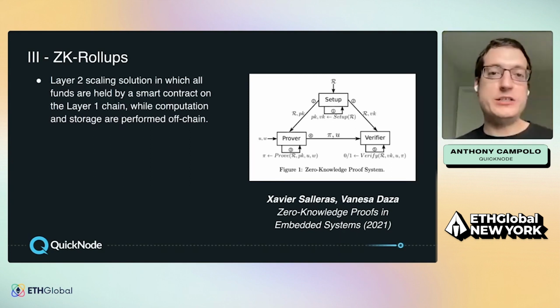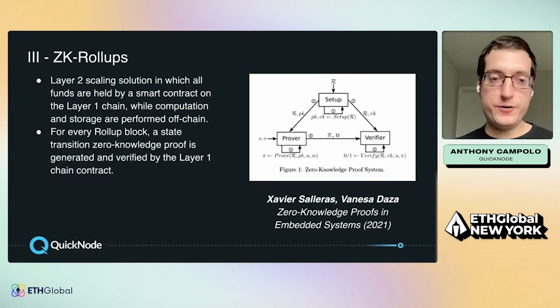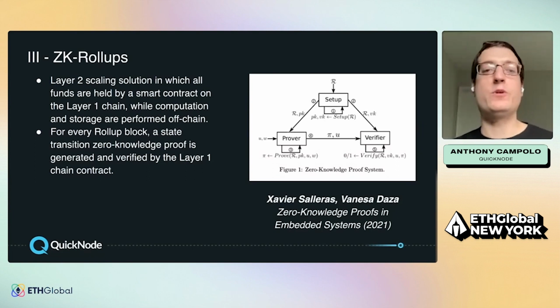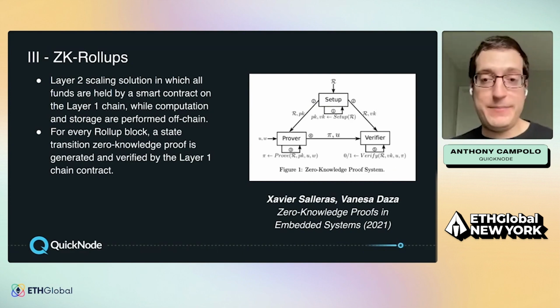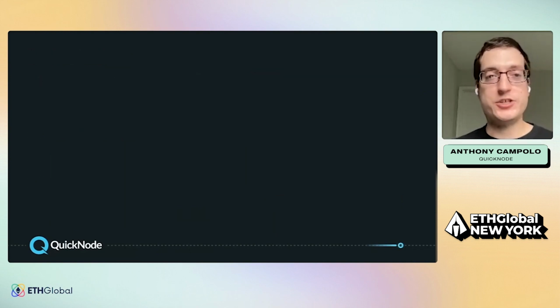Now, the layer 2 scaling solution here is that all the funds are held by a smart contract on the layer 1 chain, and then computation and storage are performed off chain. And for every roll-up block, you have a state transition zero knowledge proof, which is generated and verified by the layer 1 chain contract. And this is where the issues lie, because this is very computationally expensive. But you have a massive amount of data you can transfer because you can roll up such a large amount of transactions into a single transaction.